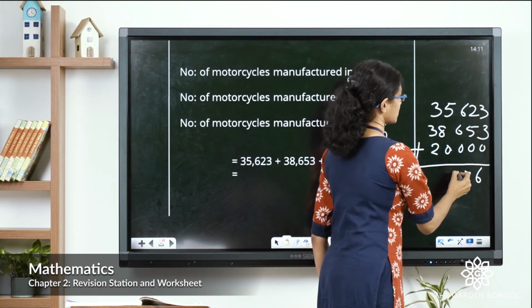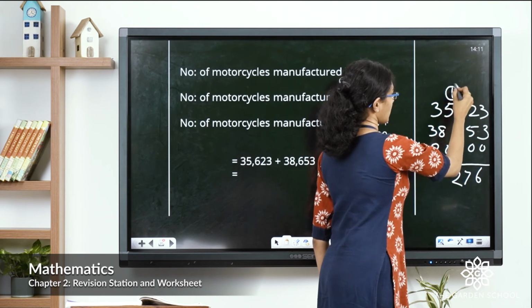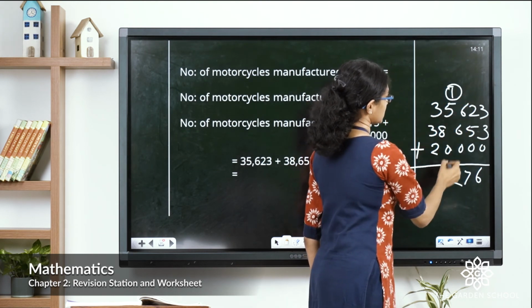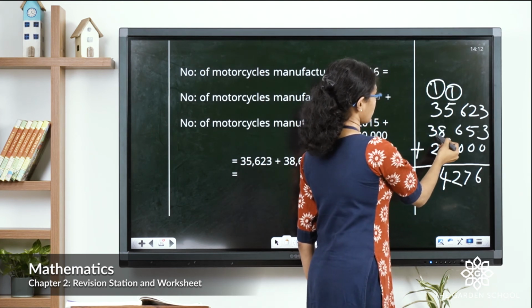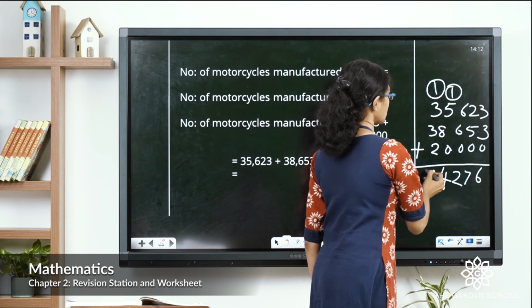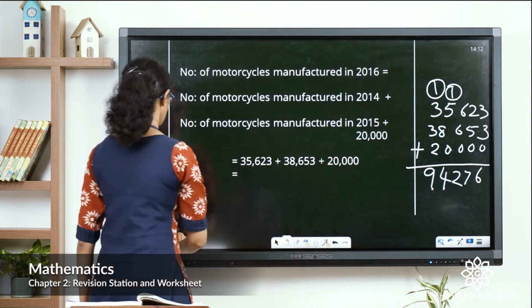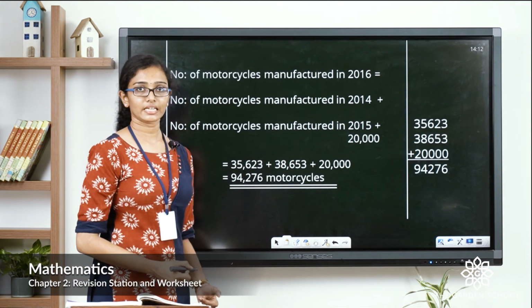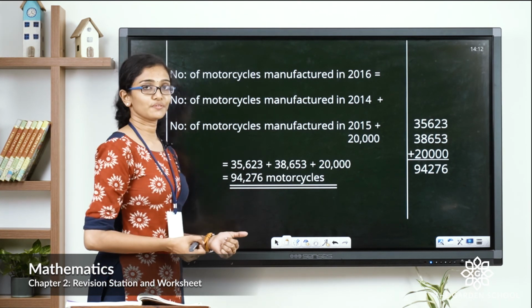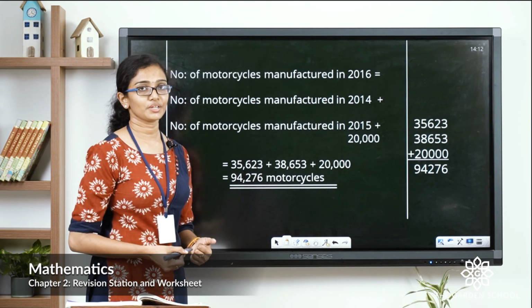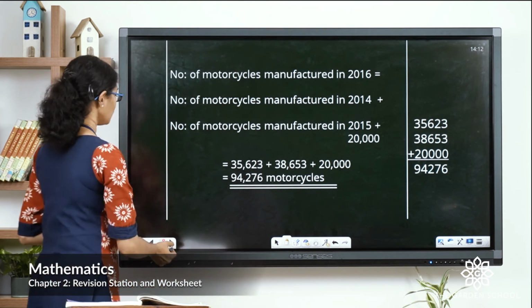Now 6 plus 6, it is 12. Carry over 1. 8 plus 5, 13, plus 1, it is 14. Carry over 1. 3 plus 2, 5, plus 3, 8, plus 1, 9. So, the total number of motorcycles manufactured in 2016 is equal to 94,276. So, I hope this was clear to you.